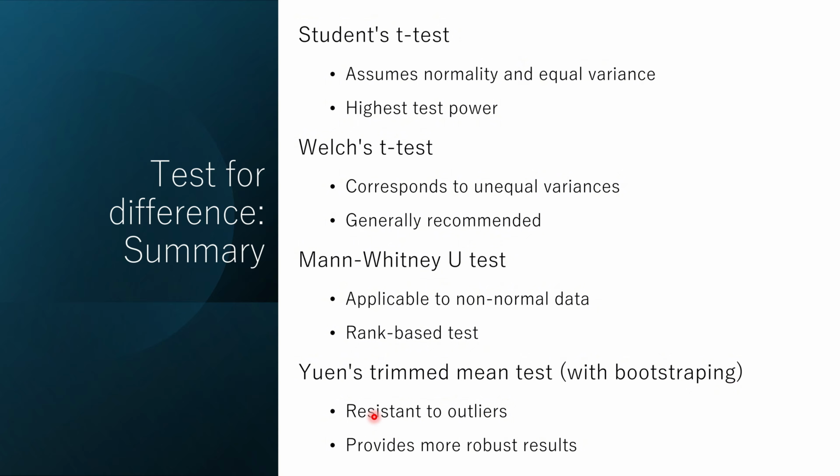The final one is Yuen's trimmed mean test. This is the robust option, and it is resistant to outliers and non-normality. But it requires a larger sample size, so sometimes we conduct bootstrapping at the same time.